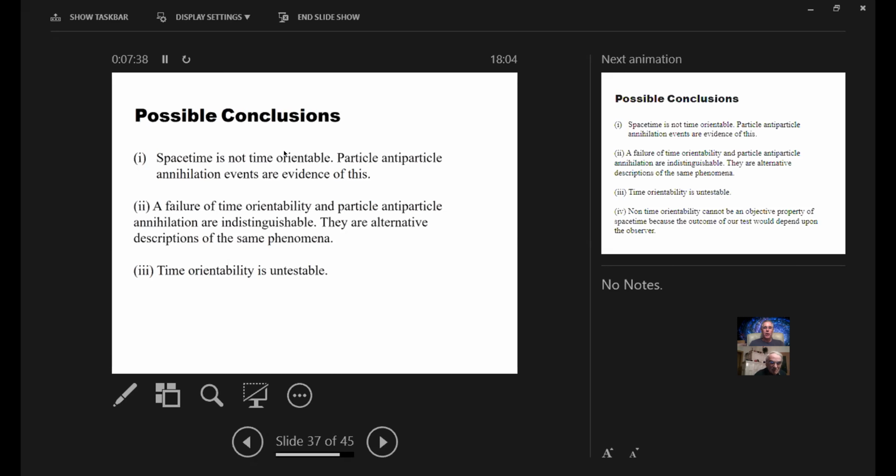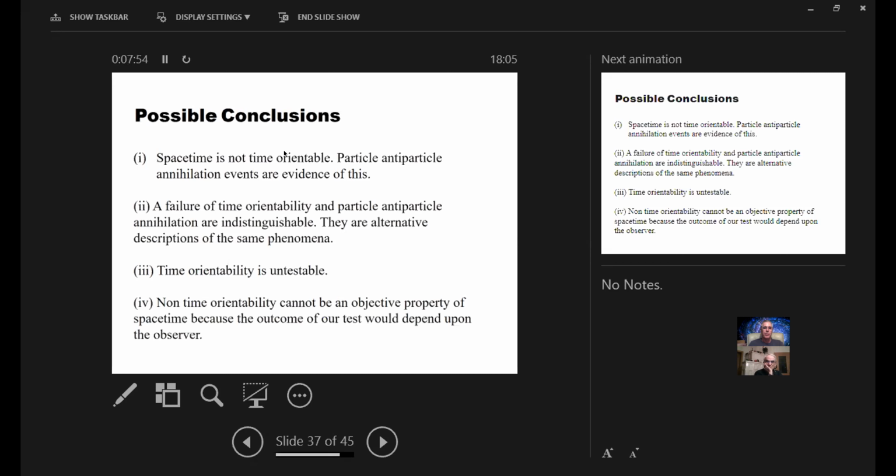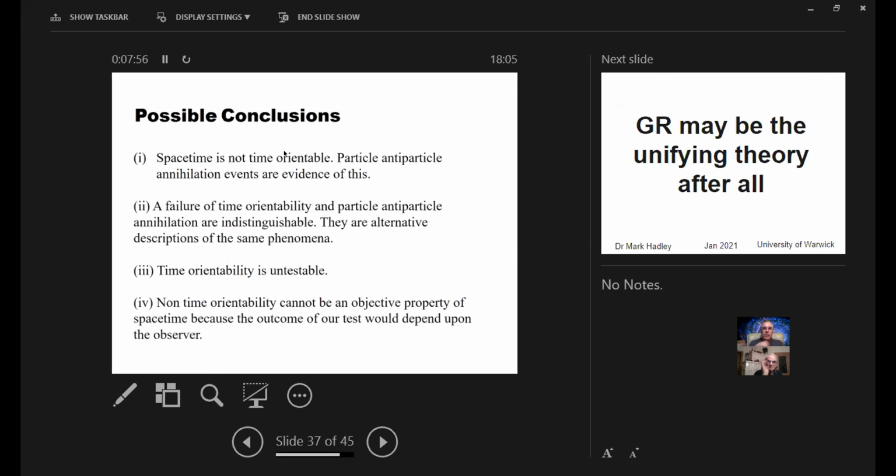You could say that time orientability is untestable, which is interesting because to the mathematicians, there's just no problem with defining time orientability. But you saw that experiment and now you'd have to try and construct it and what it would look like. You could just conclude that it was untestable. Or you could say... May I ask a question?